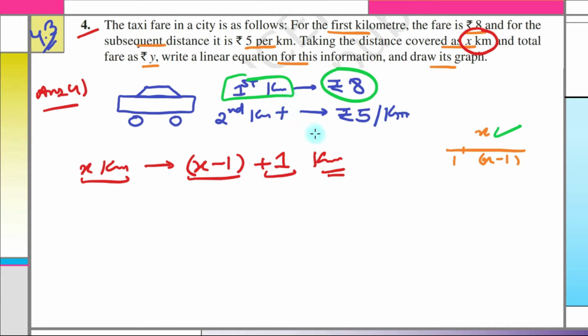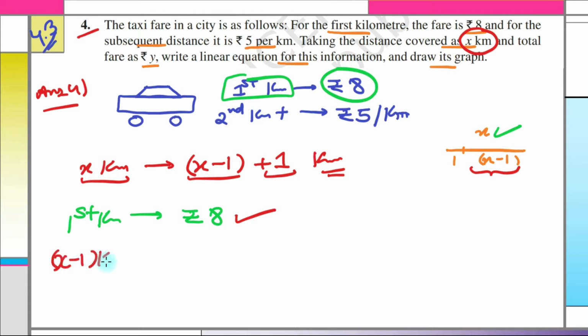So for the first kilometer, it's confirmed that I have to pay rupees 8 for sure. And now the total distance is x kilometers, and now the 1 kilometer fare I have counted. So what is the distance left? x minus 1. So now x minus 1 kilometers is left.